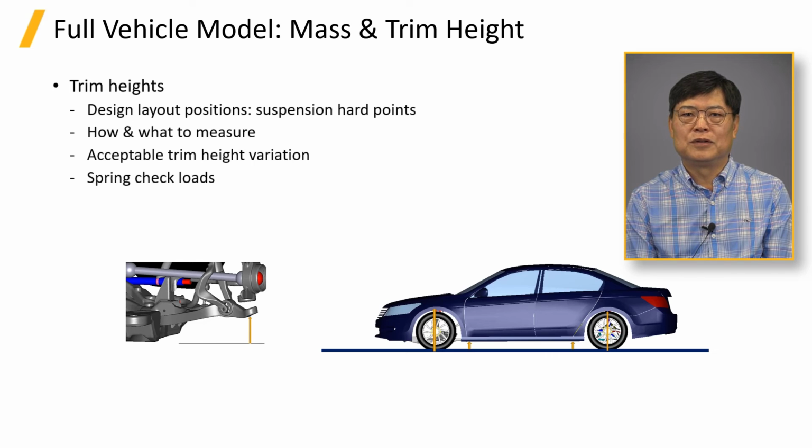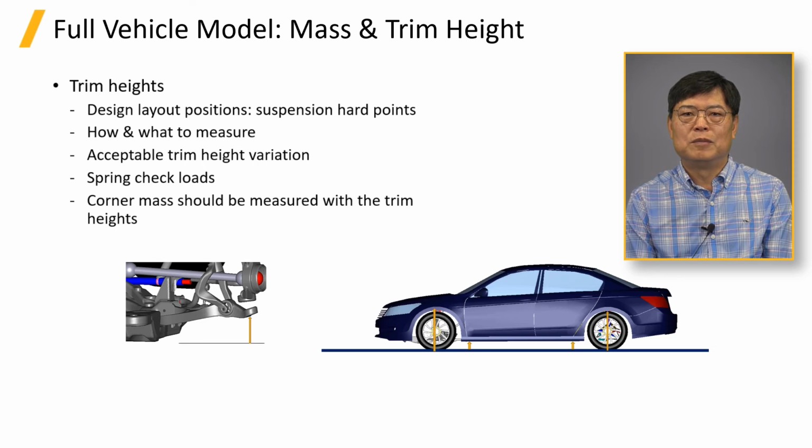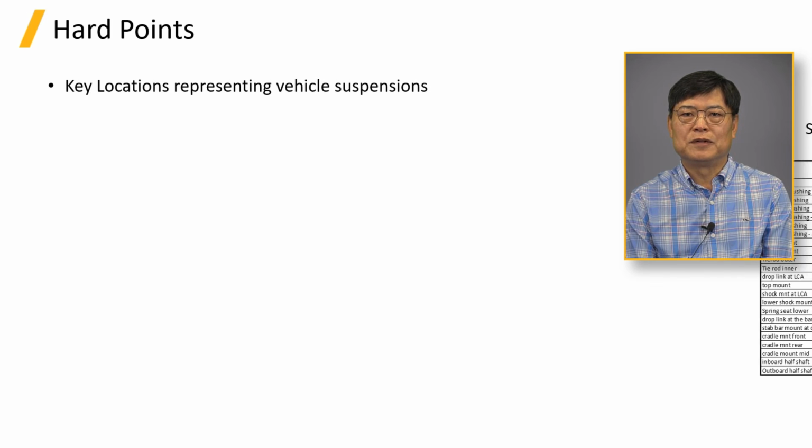Trim height data should always go with the corner masses. Sometimes, trim height correlation did not make sense due to mass numbers from poorly calibrated scales. The first data set to build a suspension model with is suspension hardpoint. They are key locations representing vehicle suspension.